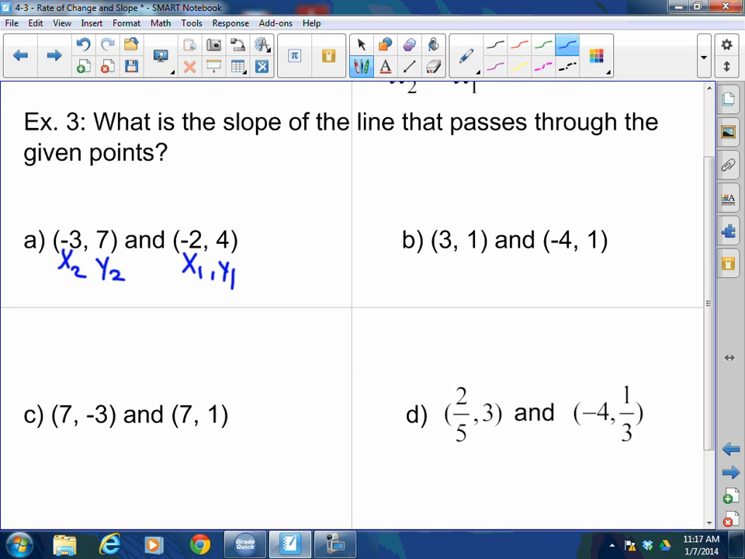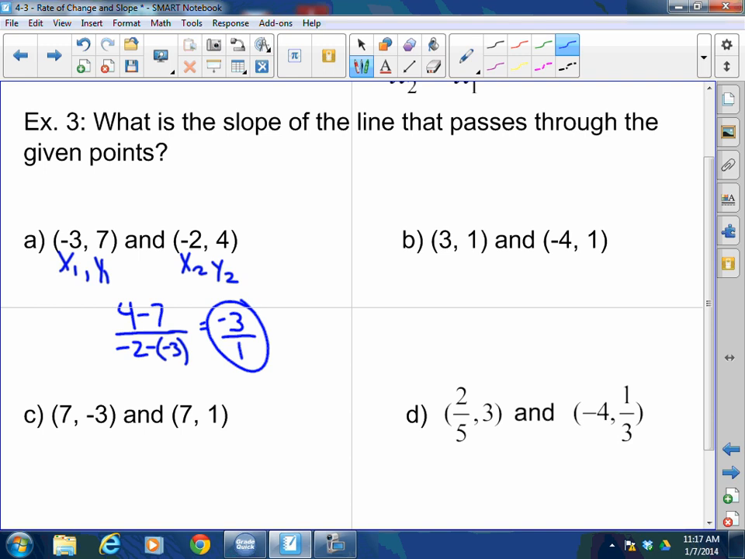However, I always like to go in order. So for me, Mr. Morrow, I find it easier. First point I see, that's x1, y1. And then that's x2, y2. And now I literally plug it into the formula. y2 minus y1 over x2 minus x1. Please be careful with your negatives. 4 minus 7 is negative 3. And negative 2 plus 3 is 1. So my slope is negative 3 over 1.